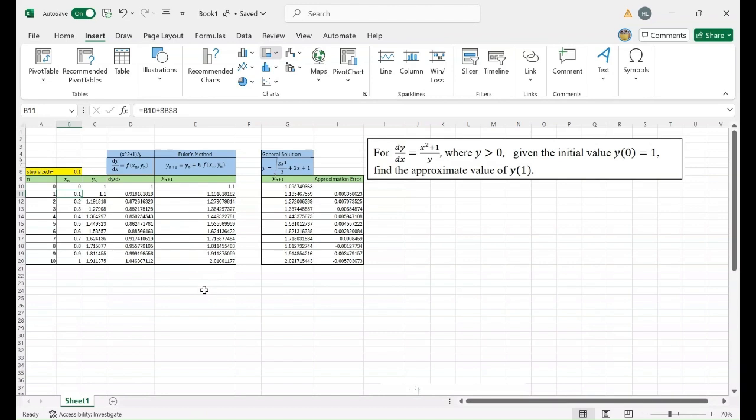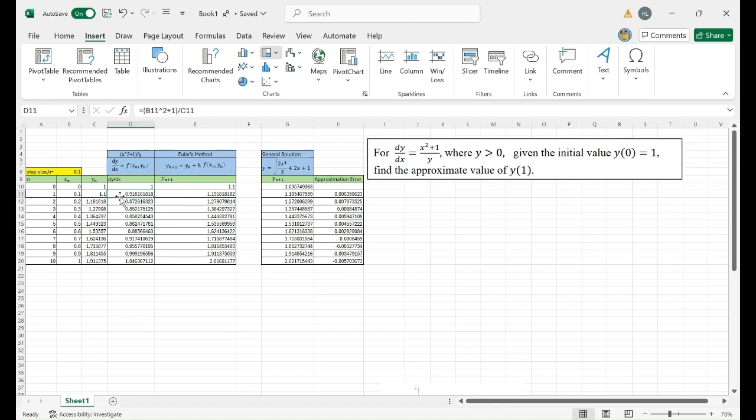Next, I will use Excel to show the Euler method. I have created 4 key columns: xn, yn, dy by dx, and yn plus 1. The x values increase by a fixed step size of 0.1. The yn column holds the current y value at each step. It gets updated after every calculation.